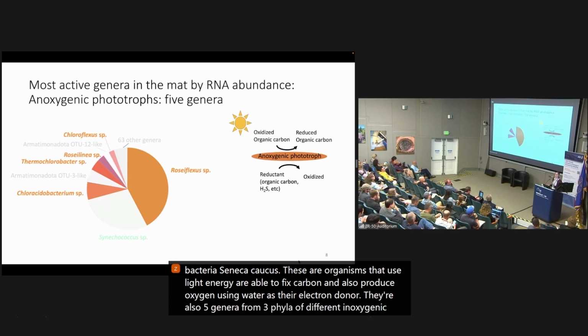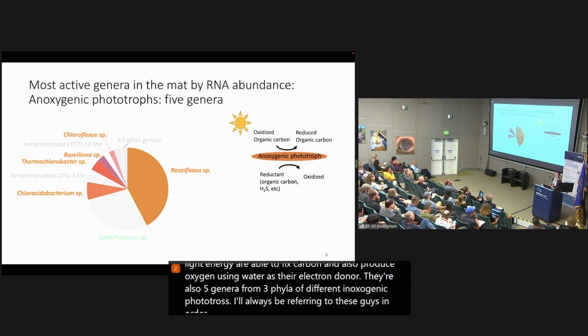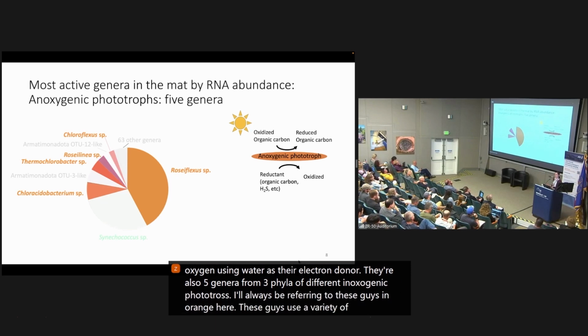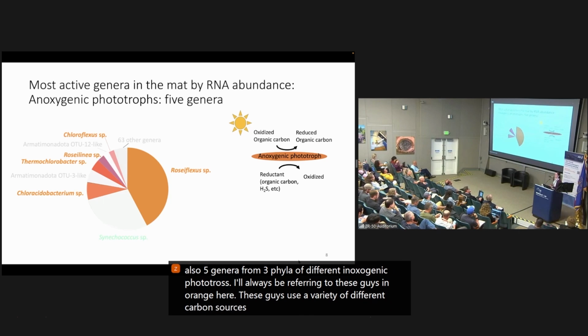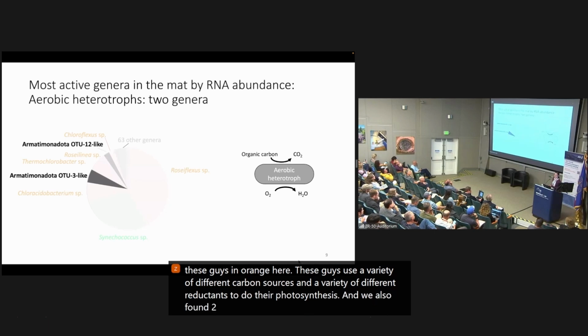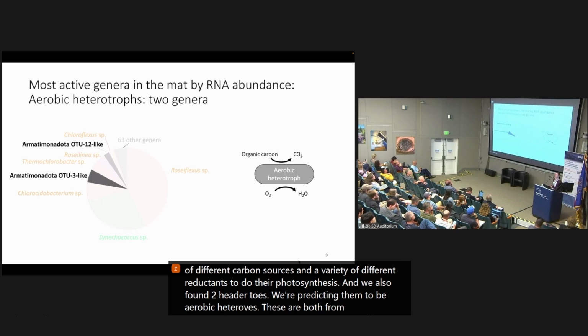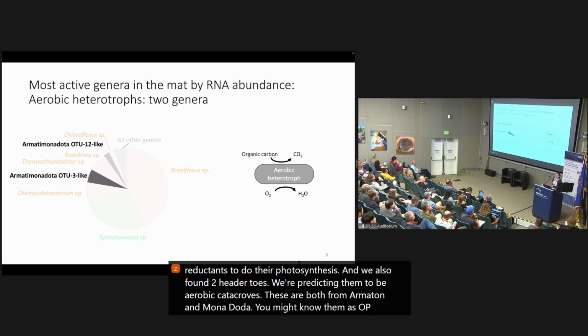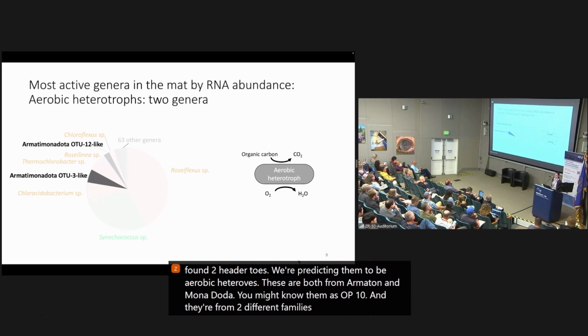I'll always be referring to these in orange here. These use a variety of different carbon sources and a variety of different reductants to do their photosynthesis. We also found 2 heterotrophs. We're predicting them to be aerobic heterotrophs. These are both from Armatimonadota. You might know them as OP10. And they're from 2 different families of the Armatimonadota.